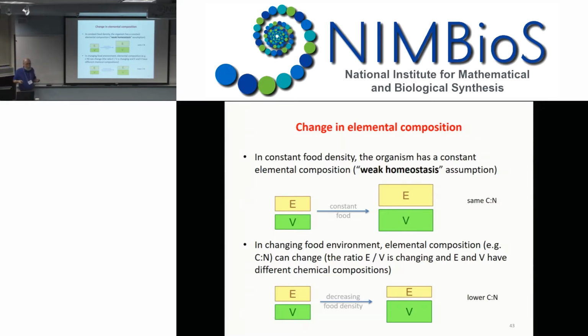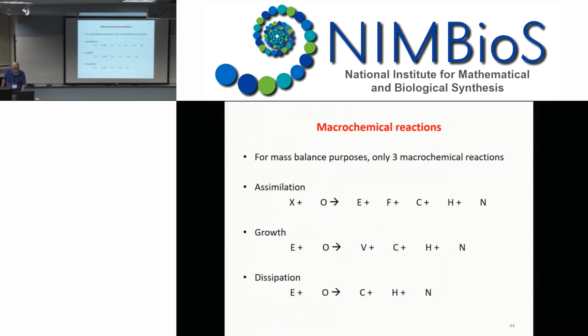If you actually want to derive the equations for these balances, you have to write down some chemical equations. And these are commonly referred to as macrochemical reactions. And I'm writing them initially here as unbalanced, that if there is some energy required in the process of assimilation, food with an input of oxygen gives you a whole bunch of both organic and mineral products. Likewise, the growth process, likewise, the dissipation.